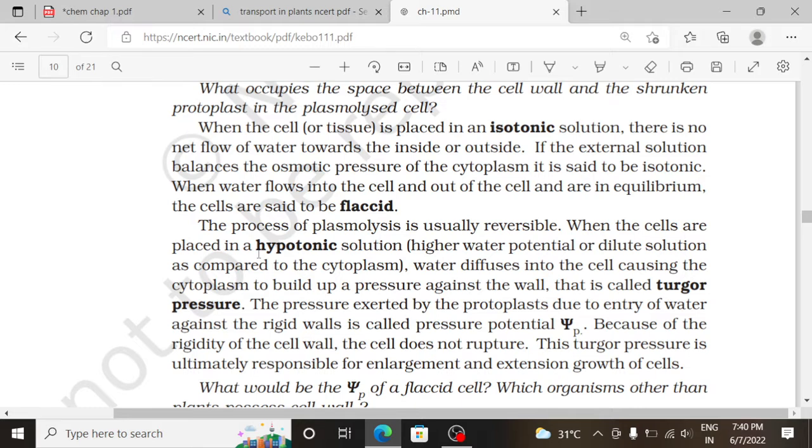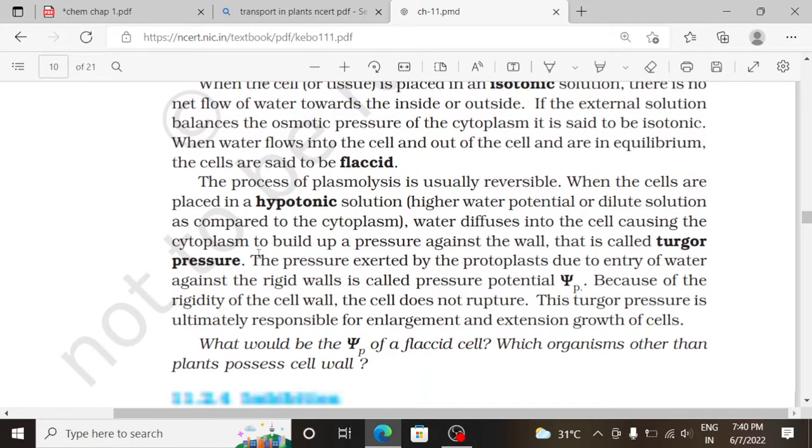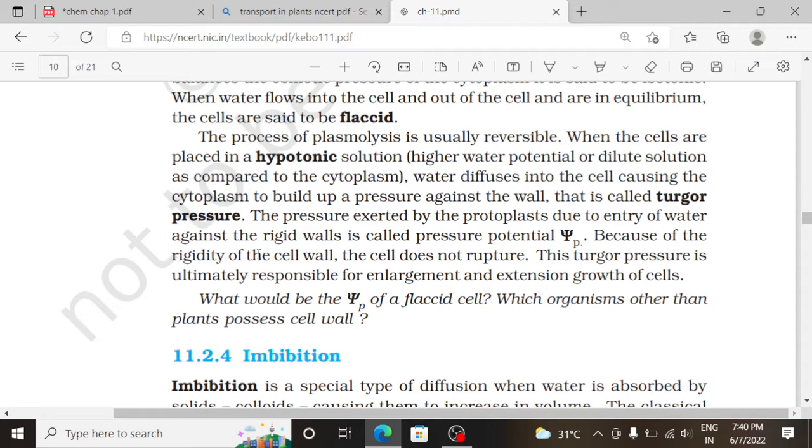When water flows into the cell and out of the cell and are in equilibrium, the cells are said to be flaccid. The process of plasmolysis is usually reversible. When the cells are placed in hypotonic solution, higher water potential or dilute solution as compared to the cytoplasm, water diffuses into the cell, causing the cytoplasm to build up a pressure against the wall.